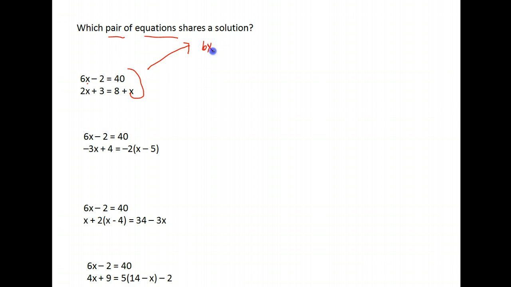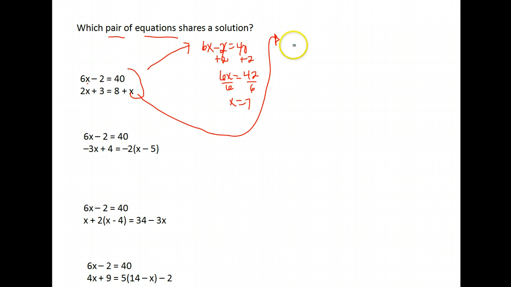So I'm going to start with my first pair here. If I want to solve the equation 6x minus 2 equals 40, I would need to get x by itself. So I do the opposite of subtracting 2 and add 2. That leaves me with 6x equals 42. If I divide both sides by 6, I get x is 7.